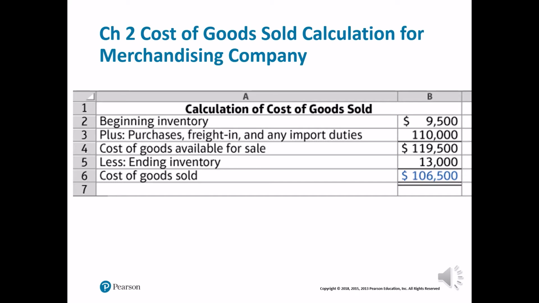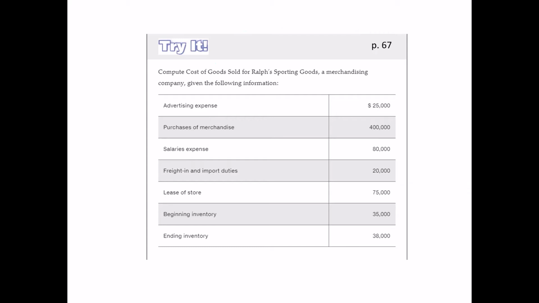So from that number, someone goes out and does an inventory count to determine how much is left. What we had available to sell minus what is left tells us the goods that are gone, called cost of goods sold. If you want to give it a try, developing a cost of goods sold statement, just pause here and the answers will be on the next screen.